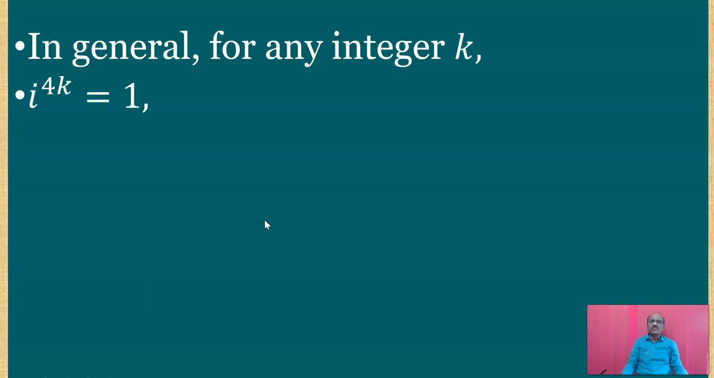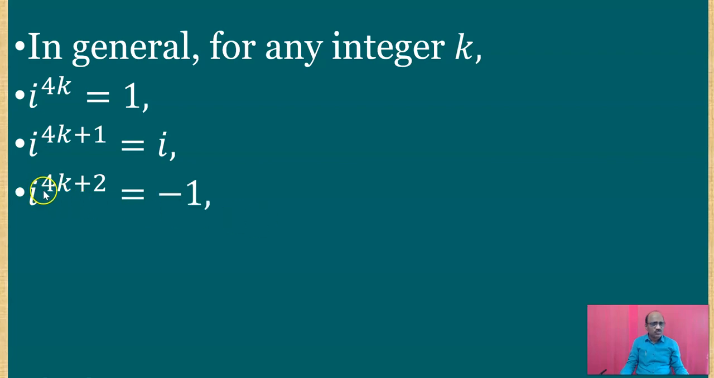In general, for any integer k, i raised to 4k is equal to 1. i raised to 4k plus 1 is i. i raised to 4k plus 2 is i raised to 4k into i square, but i raised to 4k is 1, and i square is minus 1. 1 into minus 1 is again minus 1. i raised to 4k plus 3 is i raised to 4k, which is again 1, times i cube, which means what? i square into i, but i square is minus 1. Minus 1 into i, that is you will get minus i.